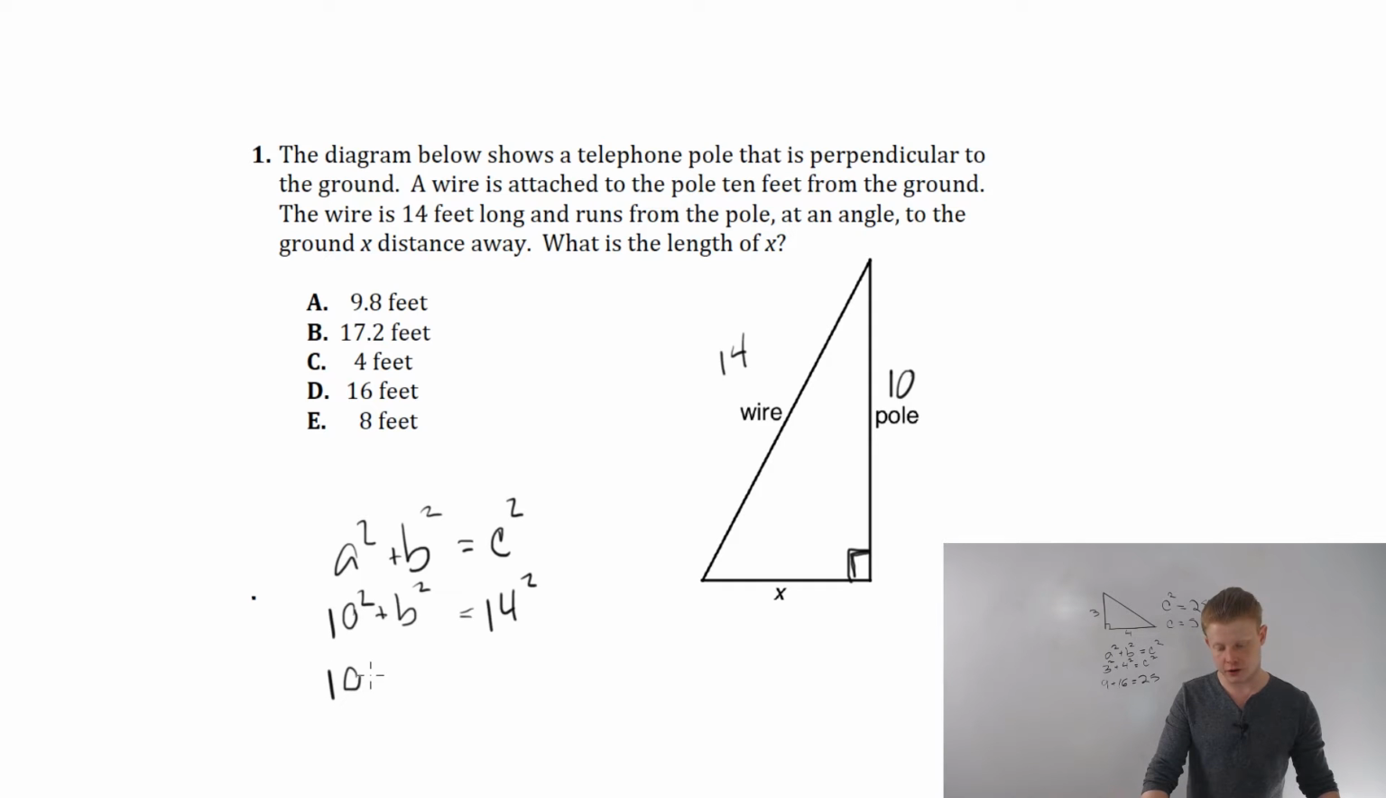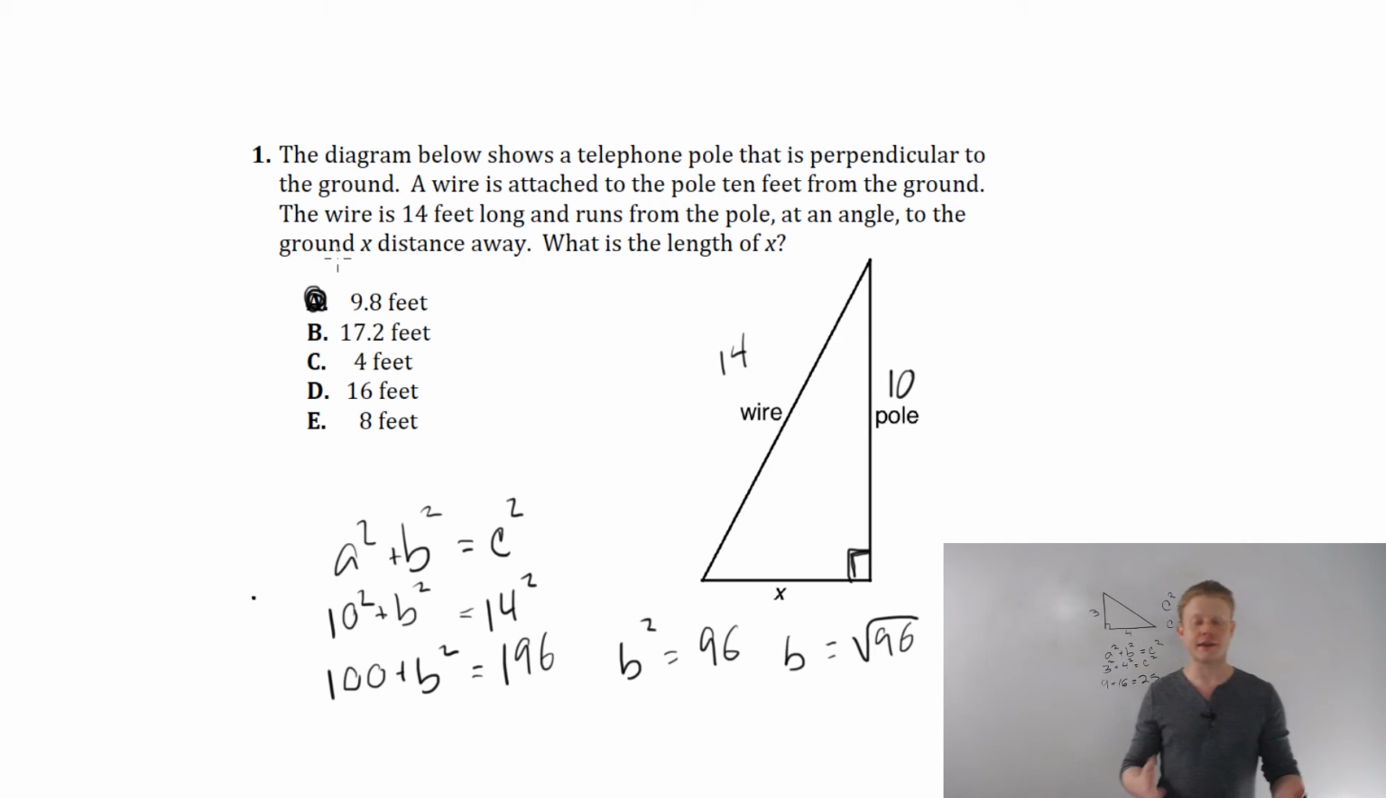Square everything, that's 100. That's still b squared. And then this is 196. Subtract. B squared is equal to 96. And then square root that. B is equal to the square root of 96, which you can do in your calculator, but it'll just be a little bit less than 10. Right? Square root of 100 is 10, so just a little bit under 10, or 9.8. Not that much to it.